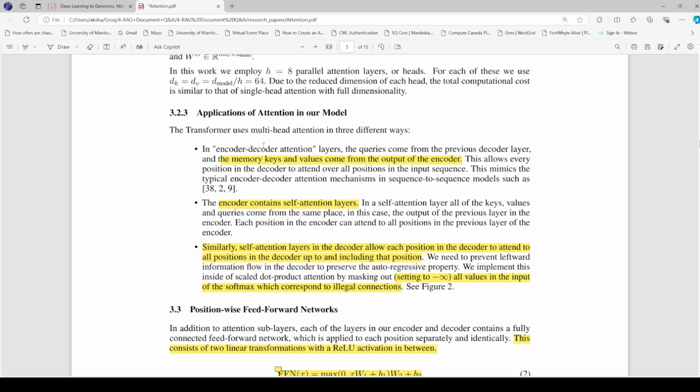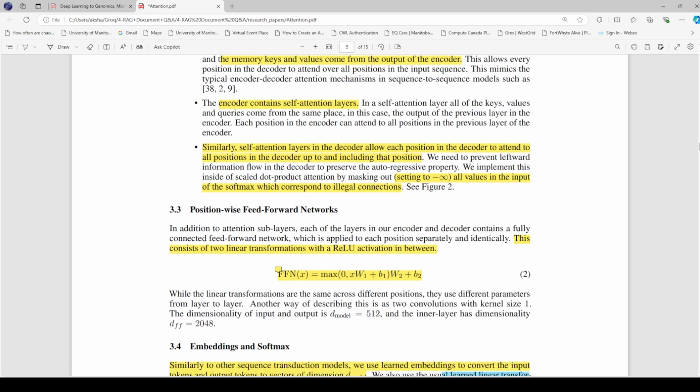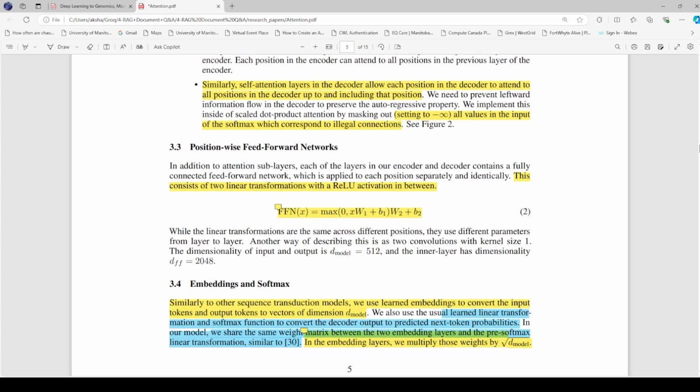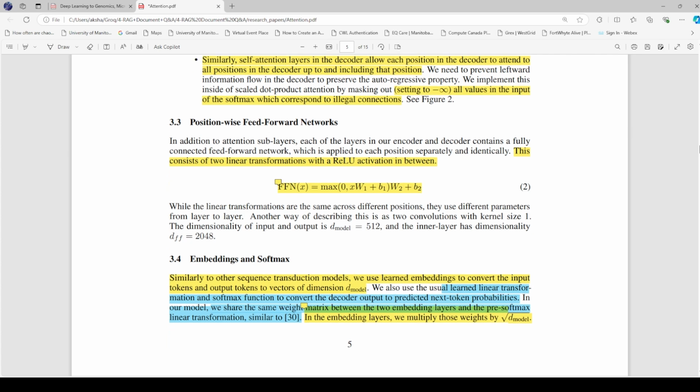So they use encoder-decoder attention. We have seen this, the way we connect the encoder to the decoder, right? And the encoder contains self-attention layers, which we have mentioned. In the decoder, we use masking, right? That we have also mentioned. And they have discussed this feed-forward network. All right, so that's good.